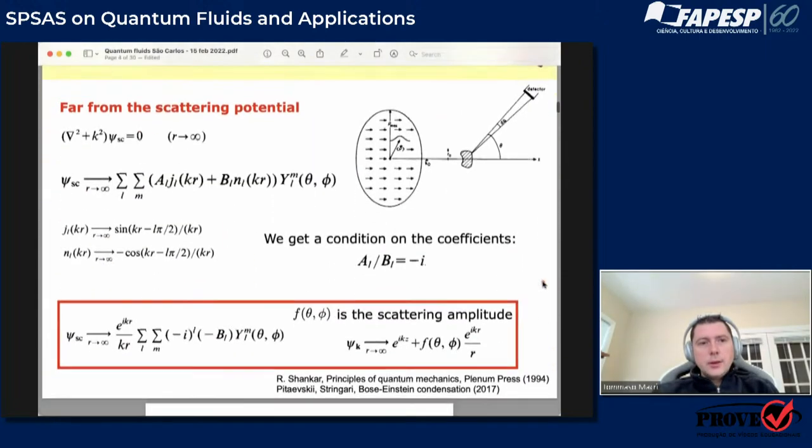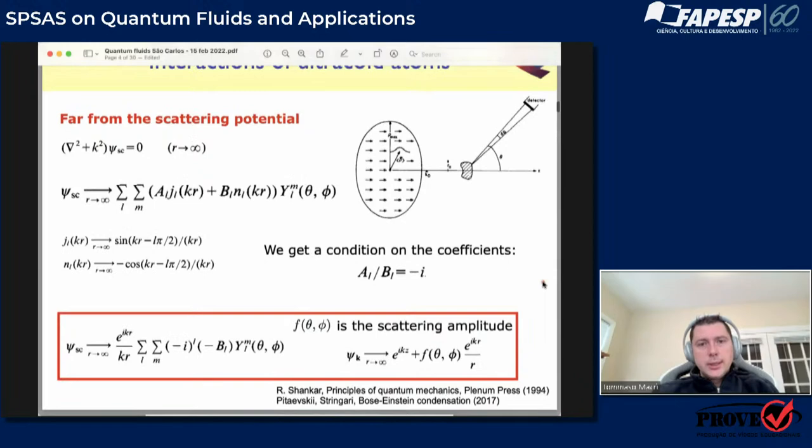Now, far from the scattering potential, the equation that you need to solve for the scattering wave function is the usual nabla squared plus k squared applied to psi equal to zero, because you don't feel any type of interaction far from the potential. Therefore, you can rewrite the scattering wave function as a linear combination of spherical Bessel and Neumann functions, which depend on the angular momenta l, and the spherical harmonics Y_lm of theta and phi.